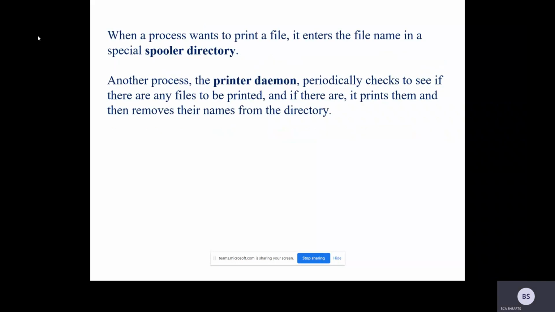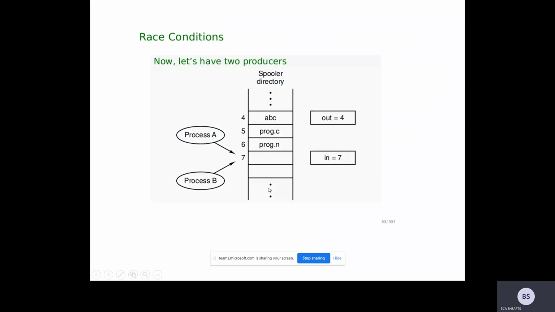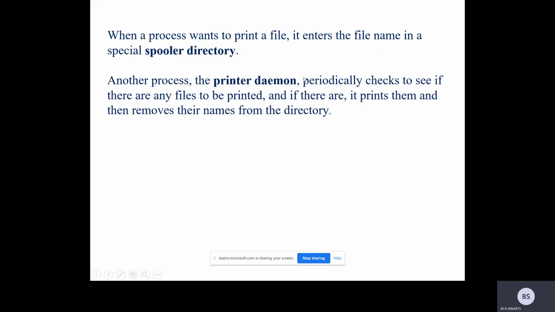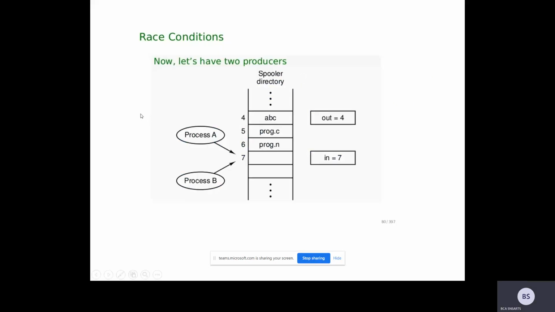So here they gave a technical example, apart from the musical chair, with diagrams. When a process wants to print a file, it enters the file name into a special directory called the spooler directory. If you want to print something, the process writes it into the spooler directory. The system takes the file from the spooler directory and prints it. Another process, called the printer daemon, checks whether there is a file to be printed. If there is, it prints it and removes it from the entries. The process enters the file into the spooler directory, and the printer daemon takes the file from the spooler directory.